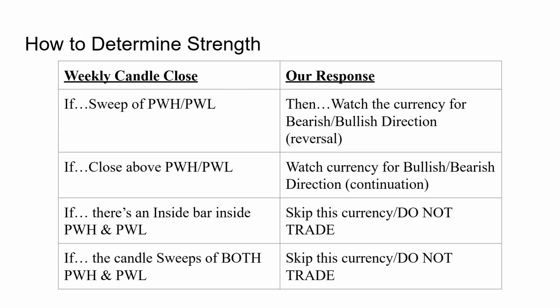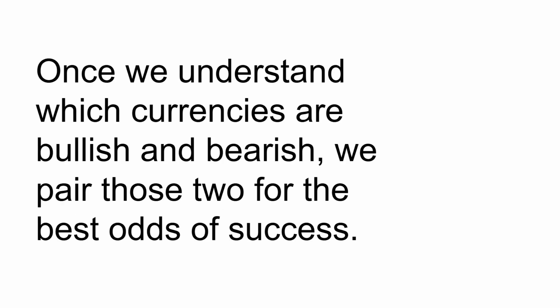And I'm going to show you this again. Then there are the two types of price action that we avoid. If we see a currency future weekly chart that doesn't sweep the high or the low, it just closes inside of the prior week's high and low and doesn't touch either one of them, we skip that currency, it's indecisive, we don't trade it. And lastly, if the candle sweeps both the prior week high and the prior week low, with two wicks on either side, we skip it, we don't trade it. All right, so let's show you this and then you'll get a better idea of what I'm talking about.